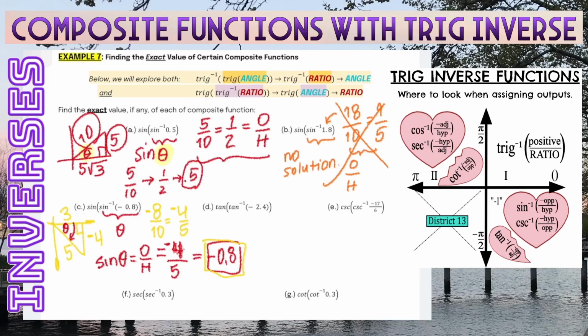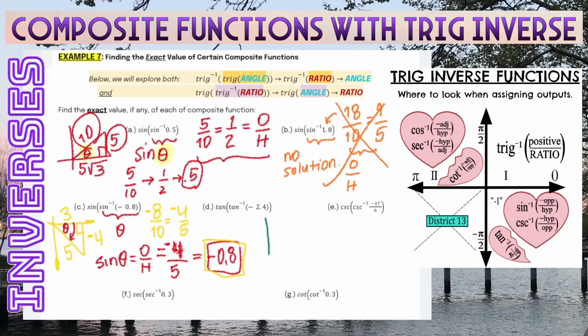Next up, negative 2.4. Is negative 2.4 in the range of tangent? The answer is yes, and normally you just cross out and you get negative 2.4 as your answer. Again, if you don't really understand that, just to visualize.